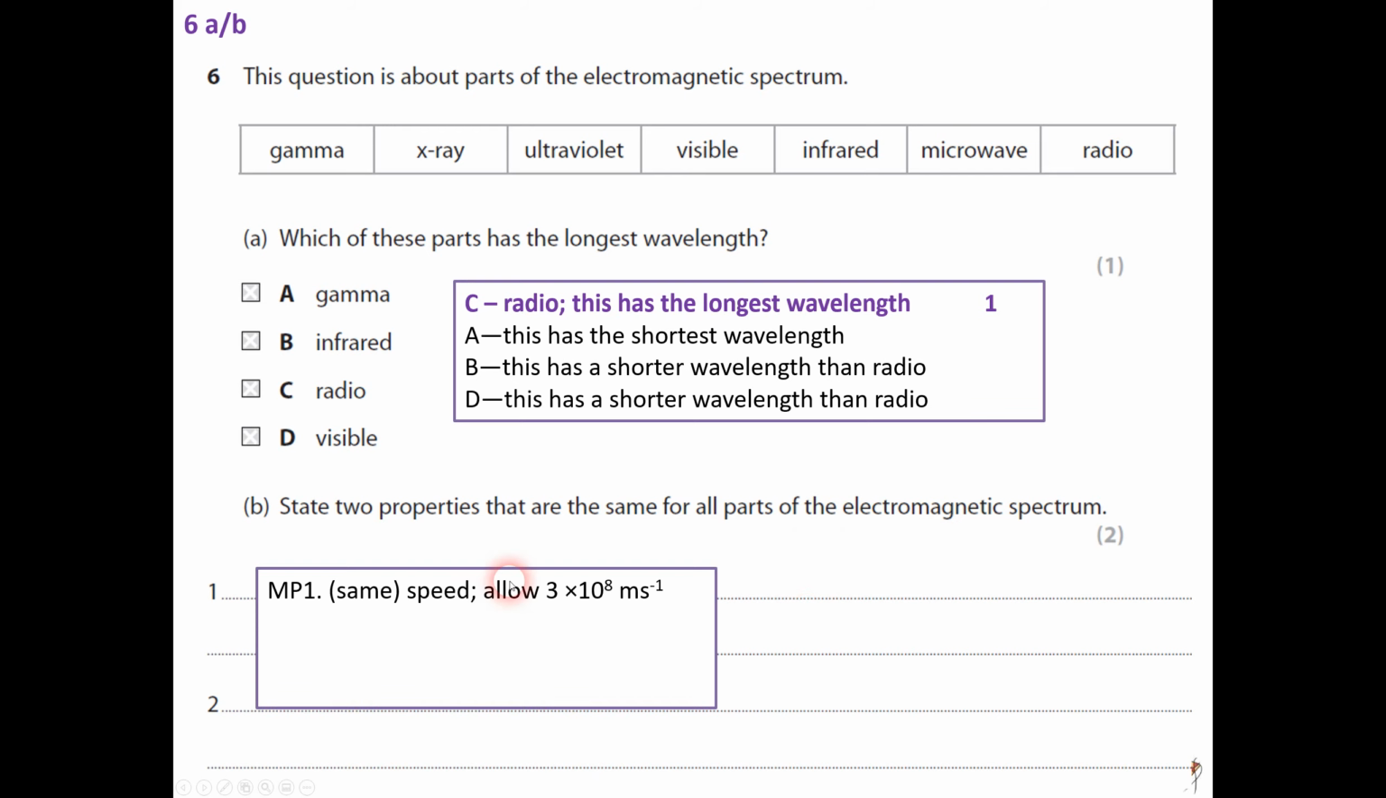Let's look. Well, same speed. They would allow you to write 3 times 10 to the 8, which is kind of weak, but you get away with it. Second marking point, they're all transverse waves. You need to say transverse, so that's the motion side to side compared to the direction of energy travel, or at 90 degrees. They can all travel through a vacuum, unlike a sound wave. And they all transfer energy, so lots of scope there, just for actual learning.